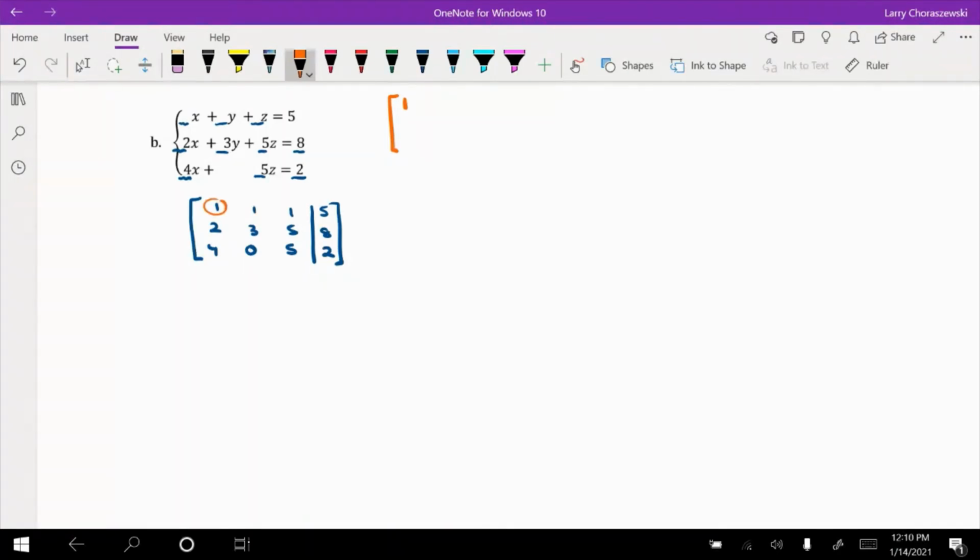Now, if you look, we already have that. So that's kind of a bonus for us. The next thing that you want to do is get a 0 underneath that leading 1. So what that means is we need to cancel out the 2 and turn it into a 0. We're going to use the fact that there's a leading 1 right above it to help us cancel that 2 out. And there's a row operation that we can do that corresponds to it. It's going to be negative 2 R1 plus R2.